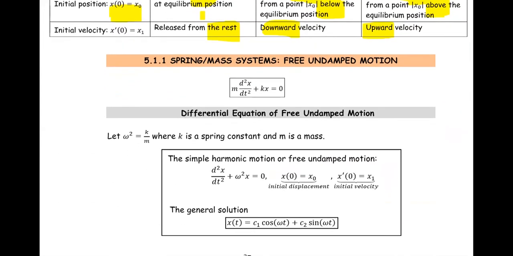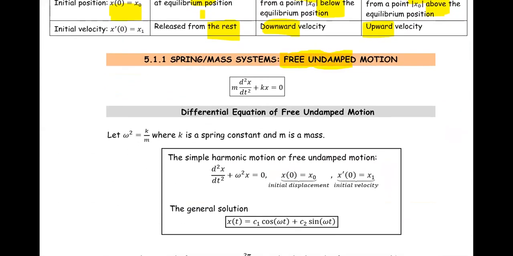For the first case, the case is free undamped motion. Free undamped motion means that the beta is 0. Free means no external force, so F of t equals 0. So this is the homogeneous equation with just the second order term plus the zero order term. M is the mass.